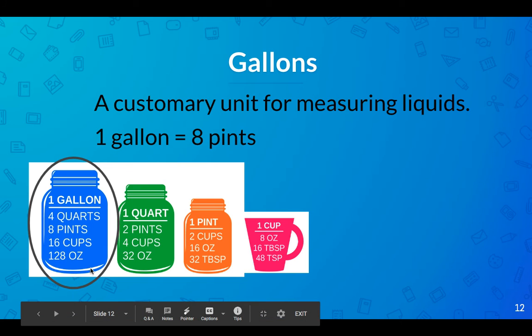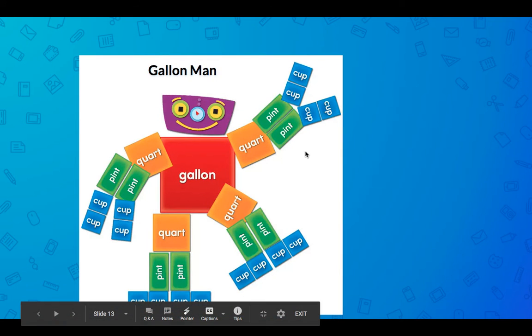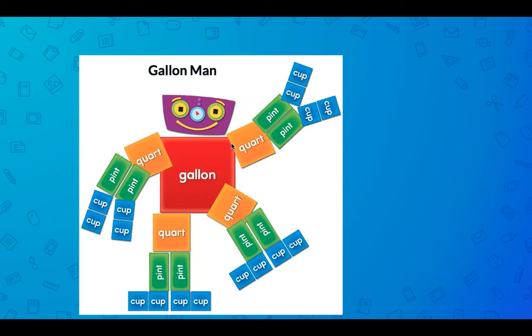All right, so this is our gallon man. So if you look, this is 1 gallon. And in our 1 gallon, in our gallon man, he has his 4 quarts. So 1, 2, 3, 4. If you look, quarts are smaller than a gallon, but they're bigger than my pints and they're bigger than my cups. Next, on each quart, we have 2 pints. 2 pints make up 1 quart.